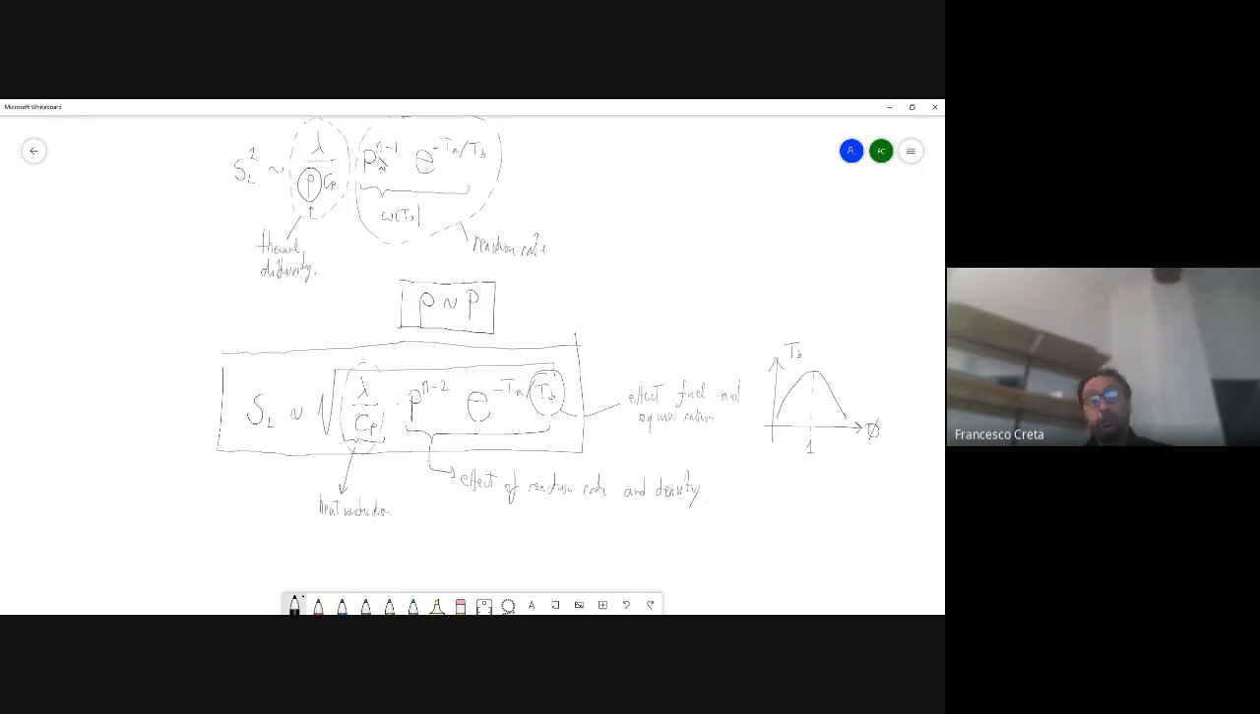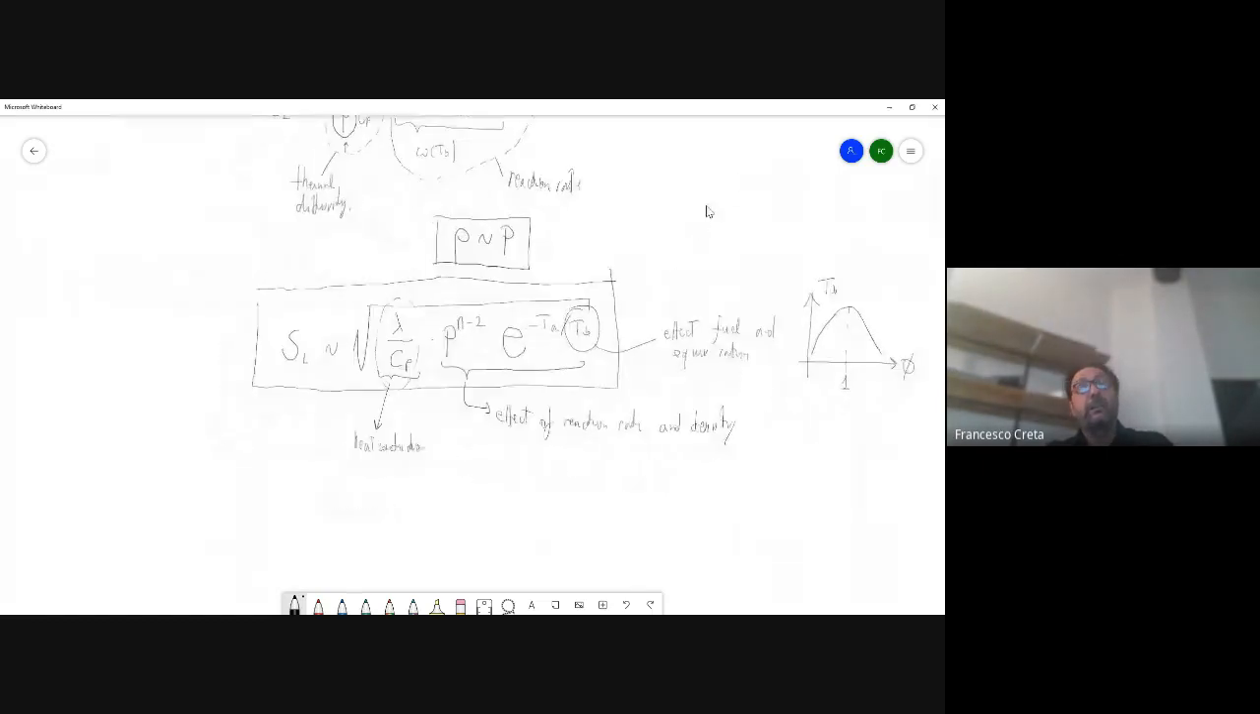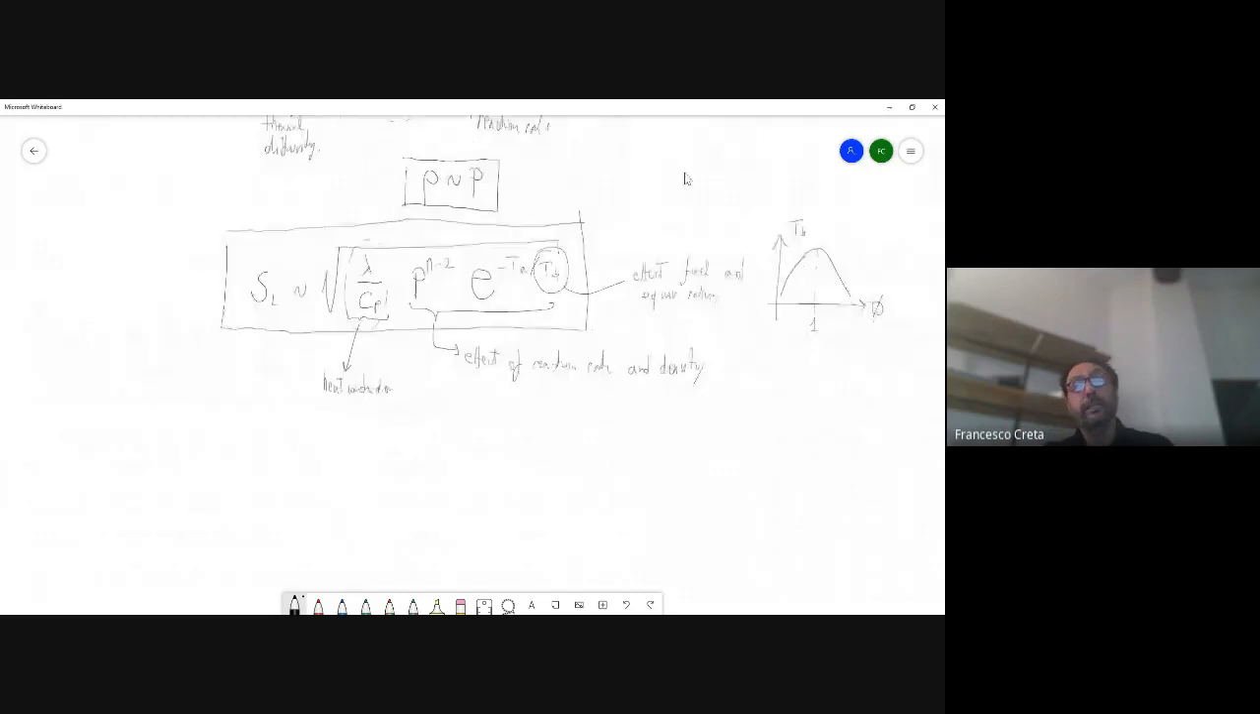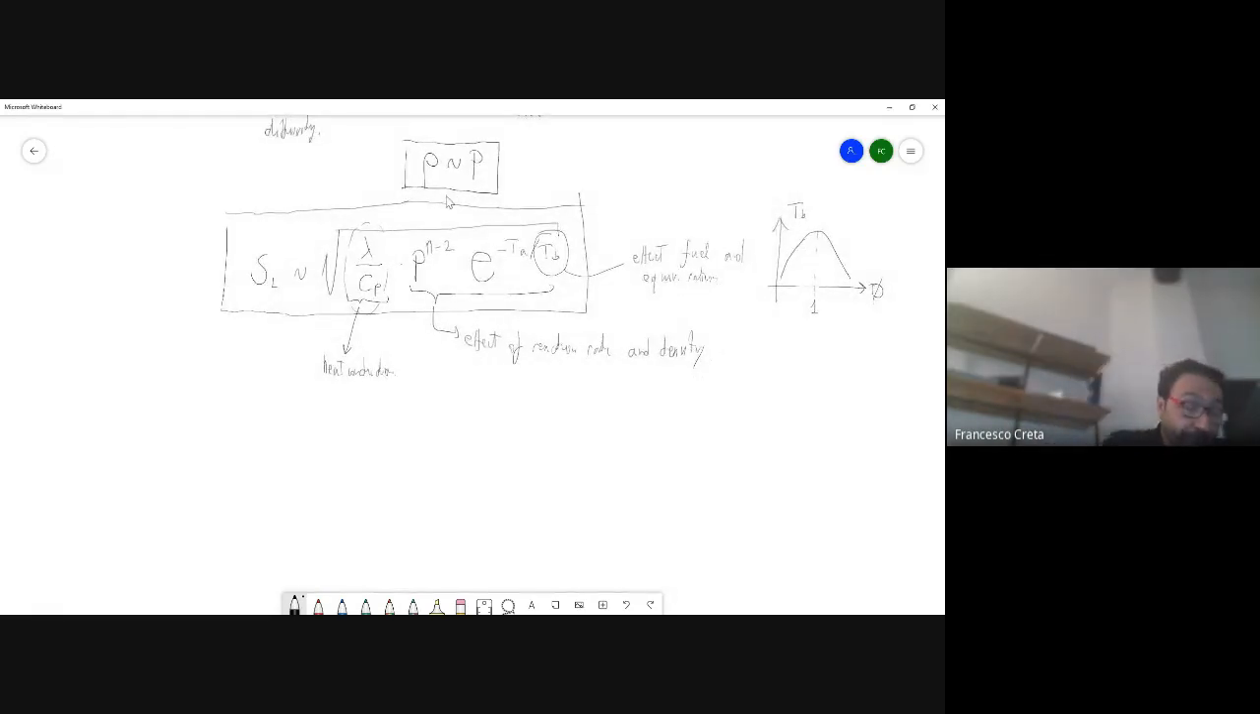So one of the possible questions that I can ask you is, how does SL, okay, the laminar flame speed, depend on, for example, pressure? This is the richer question that I can ask you, okay? How does it depend on pressure? Well, many ways, okay? So if we look at this dependence on pressure, well, look at this expression, right?